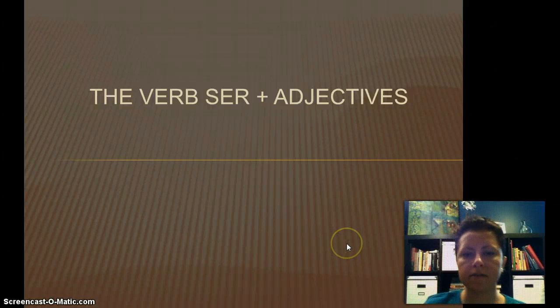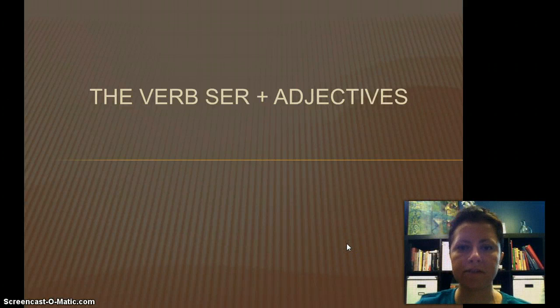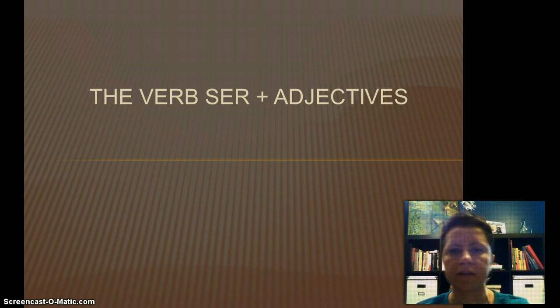So today's lesson is on the verb ser plus adjectives. This should be a review for you. If you're coming into level 2, you should have learned how to use ser plus adjectives in your previous level, level 1. Ser means to be, and then adjectives would be used to describe their characteristics, right?